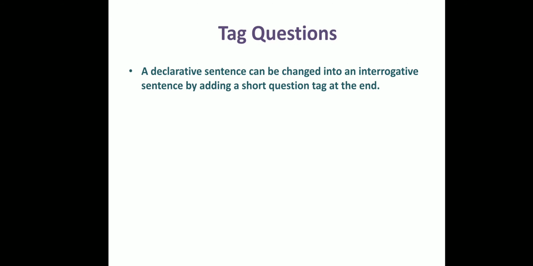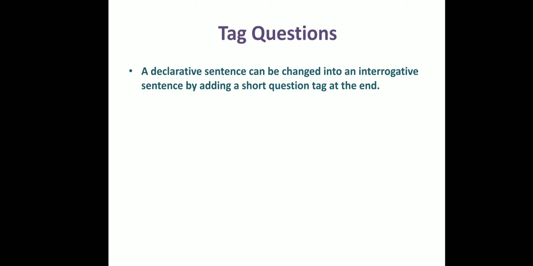A declarative sentence can be changed into an interrogative sentence by adding a short question tag at the end. When I did the chapter with you in the first video, I taught you declarative to interrogative, but there my whole sentence was changing. I told you to change the position of the subject and the helping verb. Here, we are going to add a short question at the end of the declarative sentence to make it an interrogative one. Those short questions are going to be very interesting.